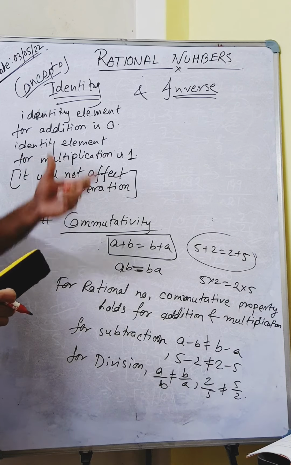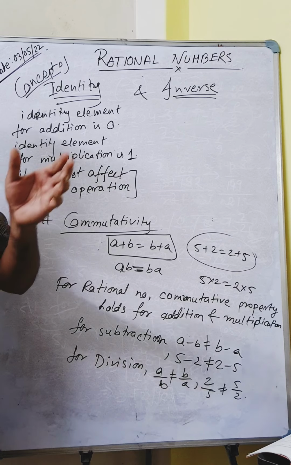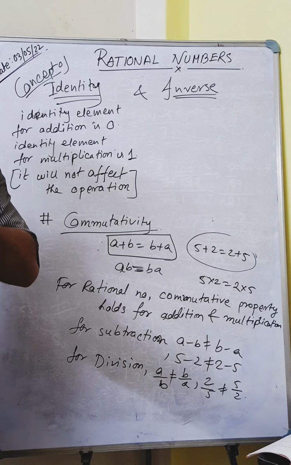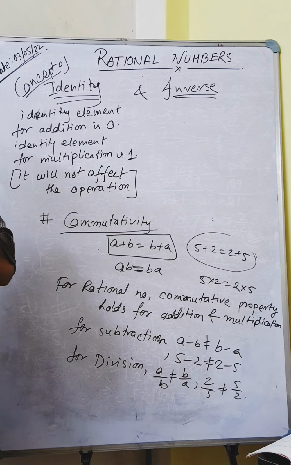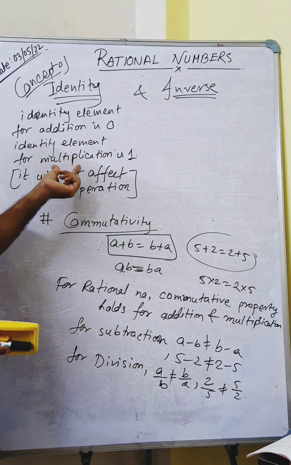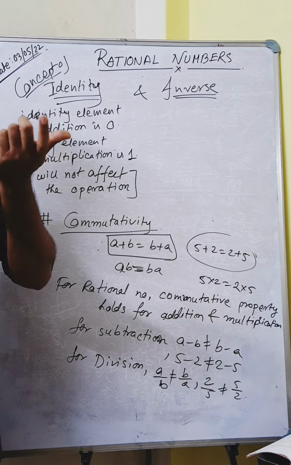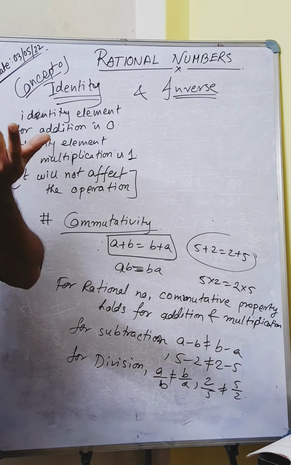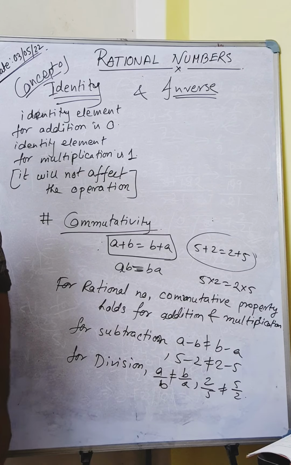Okay, that is for identity element. So what is the identity element for addition? That is 0. Because if we operate something with 0, the something will come. If we operate a number with 0, the number will come. So what is the identity element for multiplication? 1. Why it is 1? Because if you multiply any number with 1, the number will come. So that is the rule of identity element.